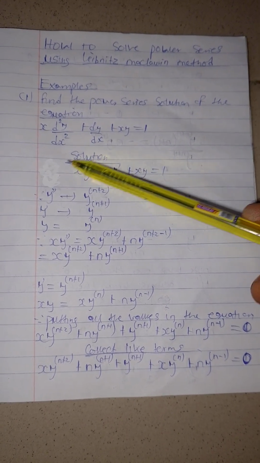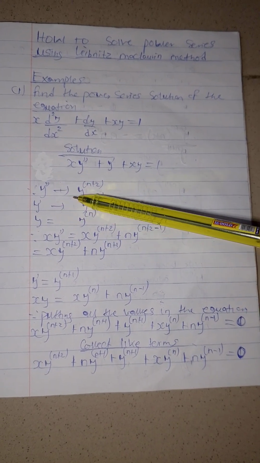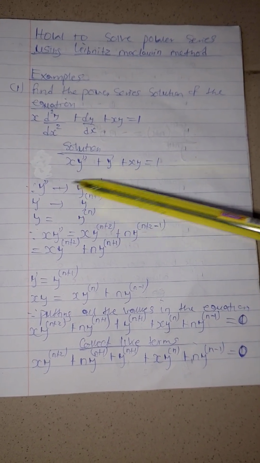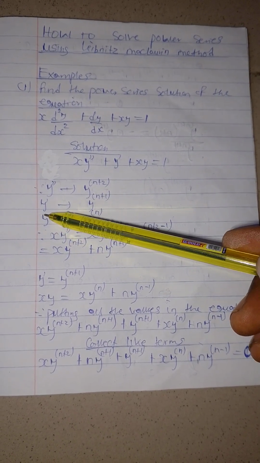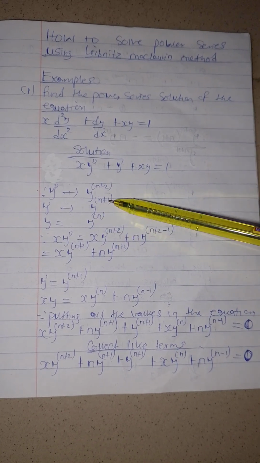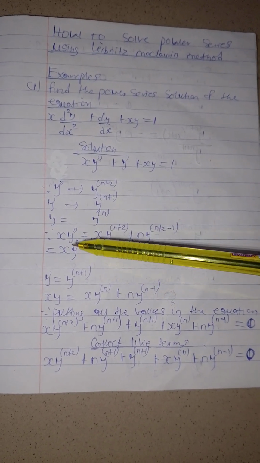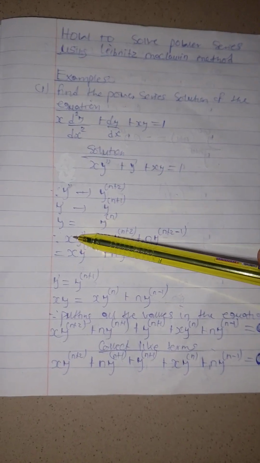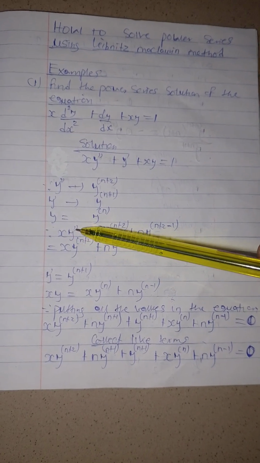Now, therefore, representing all this in a power series, that becomes what? y prime prime is something as y raised to power n plus 2, and y prime is something as y raised to power n plus 1. You understand? And y alone is something as y raised to power n. Therefore, x y prime prime is something. So it means that I have to differentiate this y prime prime in terms of x and y.